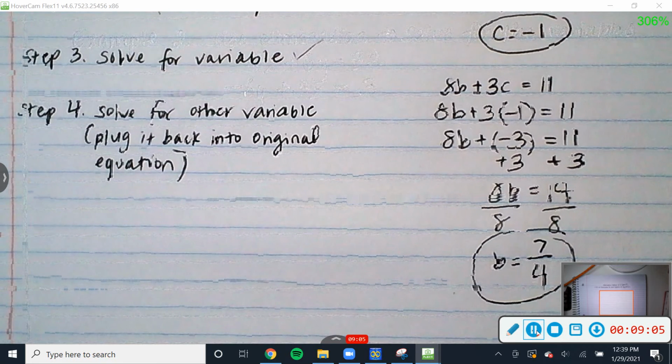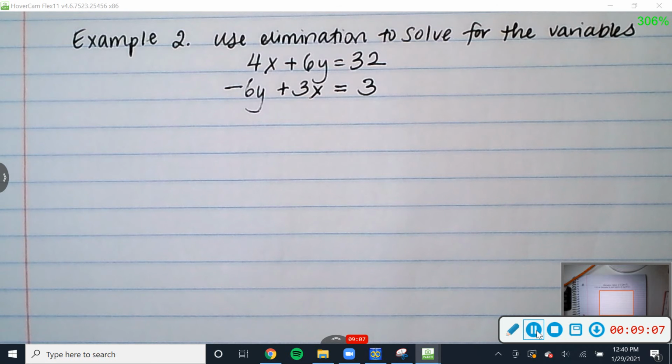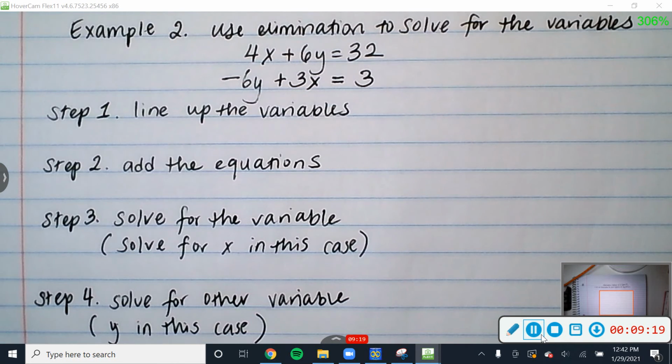This is going to be our last example, example 2, and we are going to use elimination again to solve for the variables. I'm going to write out the steps on the side, and then I want you to pause and see if you can figure out how to solve this problem. Here are all the steps that you need in order to solve. Try to read them carefully, and then see if you can solve this on your own.